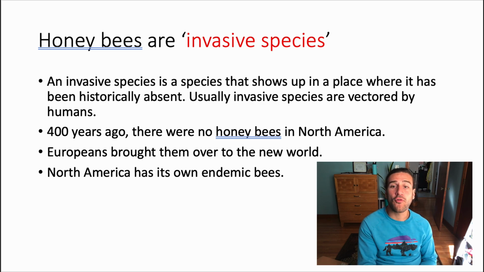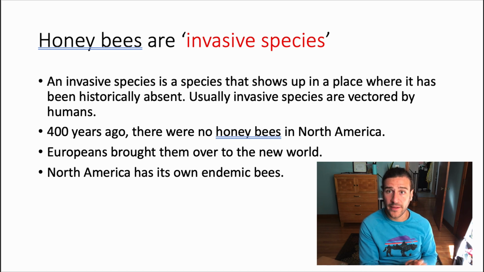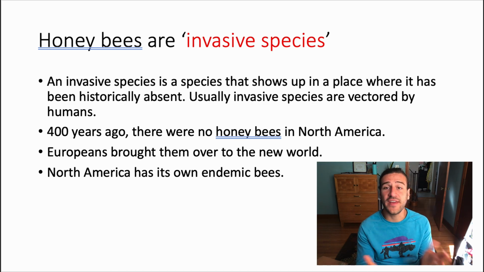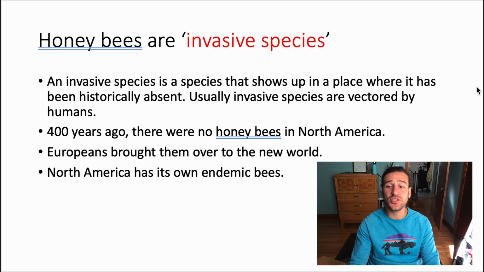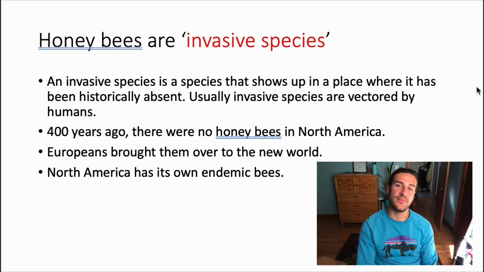So around 400 years ago, Europeans brought honeybees to North America. They obviously had a thing for tea. They had a thing for honey. Honey is delicious. So they brought bees here. Since then, many bees have become naturalized, but it's important to know that they are an invasive species. An invasive species is a species that shows up in a place where it has been historically absent. Many times invasive species are vectored by humans. Like this, 400 years ago, Europeans brought honeybees to North America.